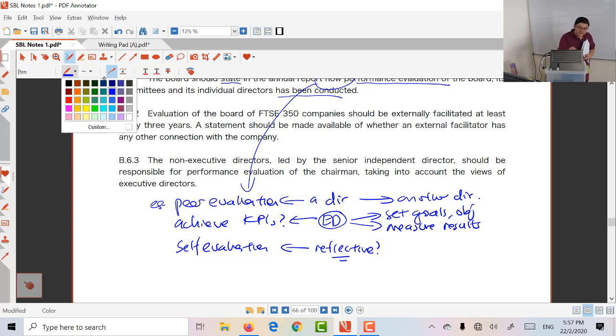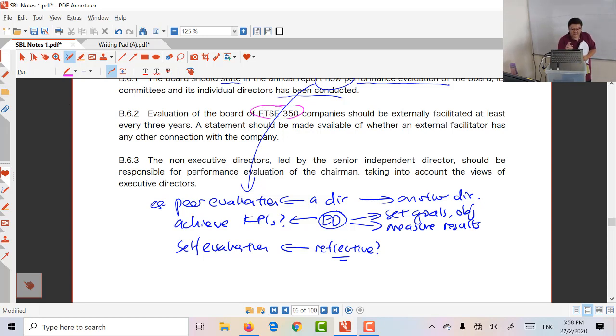Now, there is actually a special requirement that if you are FTSE 350, that means you're big, they say you must have an external facilitator. So they actually put a requirement that performance evaluation should be externally facilitated. Why?